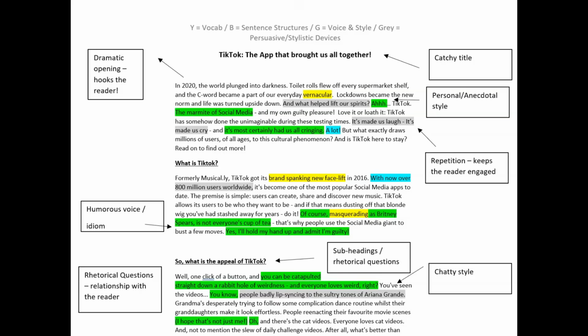So now let's dissect what makes this particular article a successful one. I'm not going to read the whole article again, but if you just look at the top, I've created a little key. So anything highlighted, which is yellow, that's vocabulary, blue is sentence structures, green voice and style, and grey persuasive and stylistic devices.